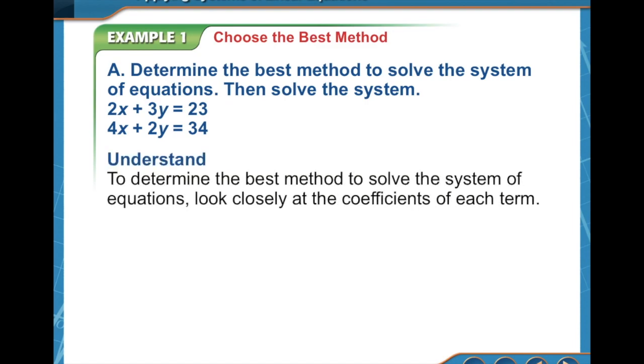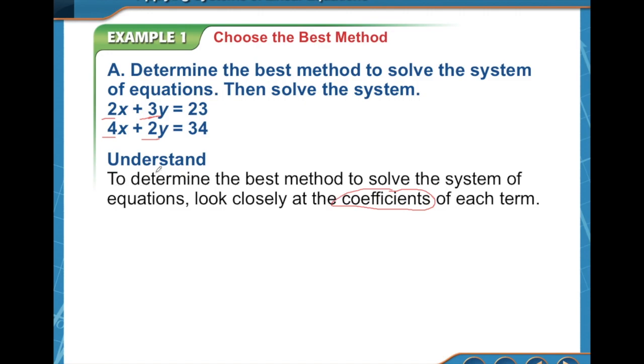So let's understand. To determine the best method to solve our system, we've got to look closely at the coefficients. So this word here, coefficient, just applies to what number is in front of our variable. So we see we have a 2, a 3 here, a 4, and a 2. So you have to compare those. We can talk about eliminating, but we clearly can't just add these together and eliminate anything. 4 and 2 is 6, 3 and 2 is 5. None of those disappear.